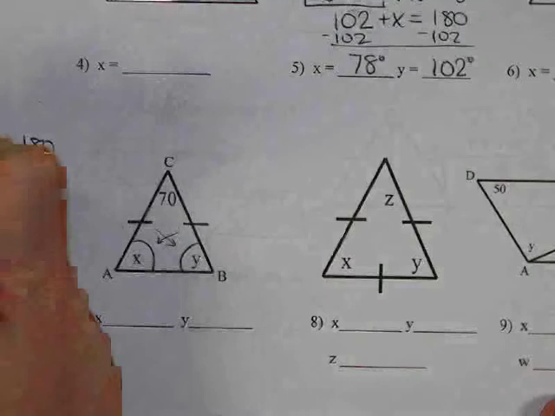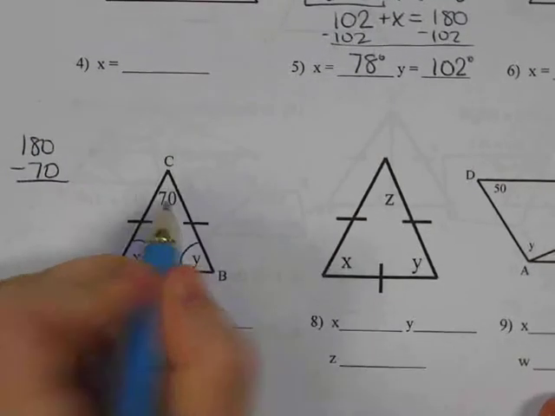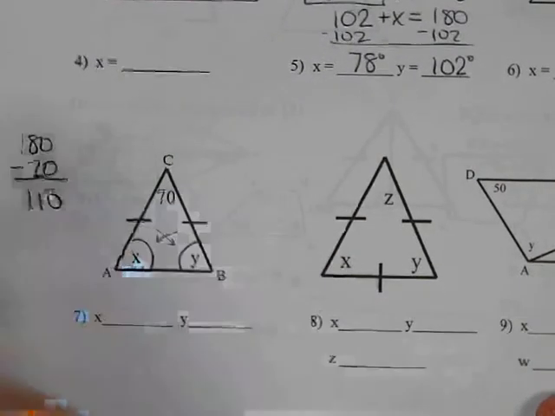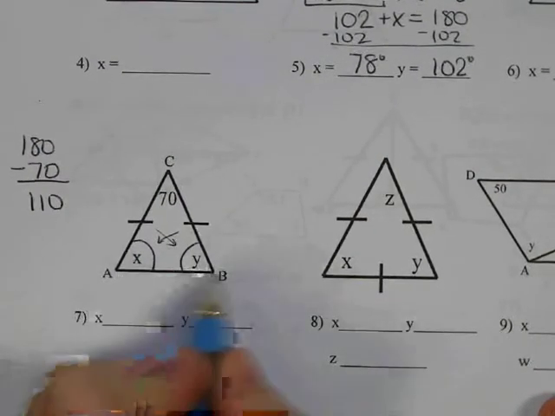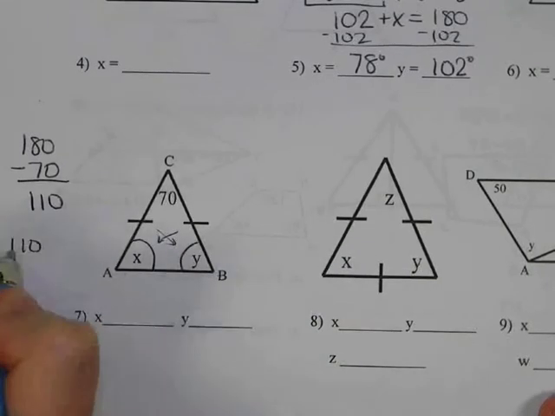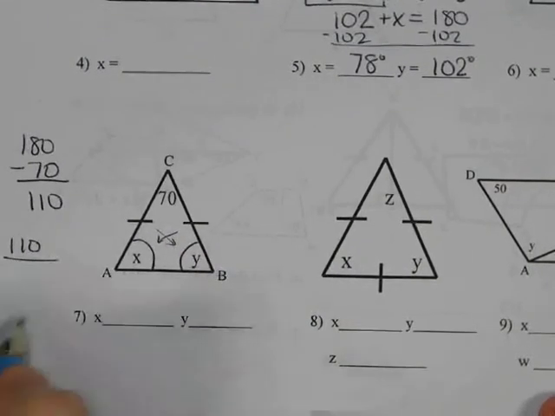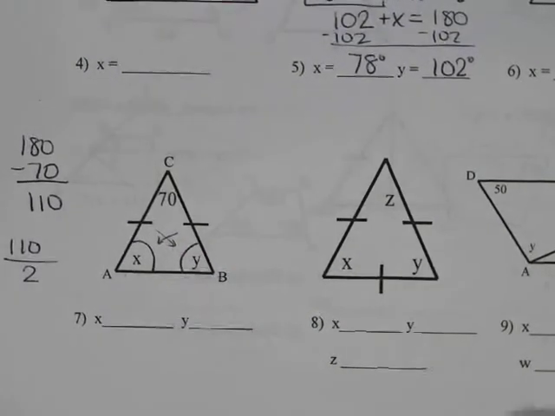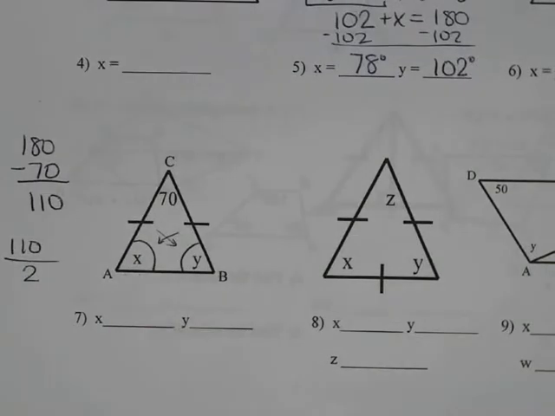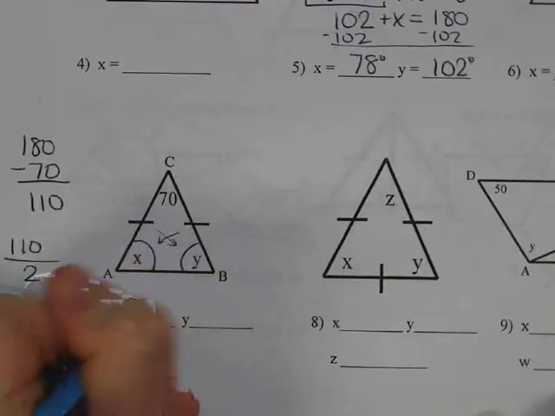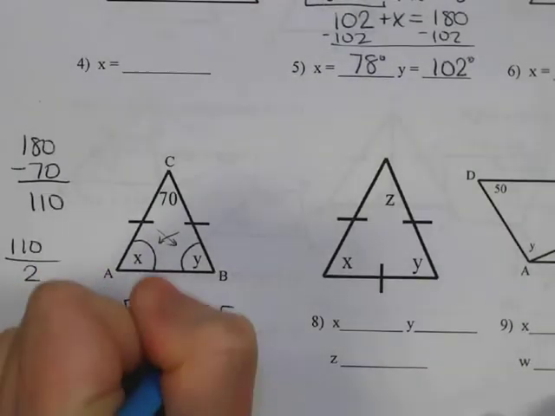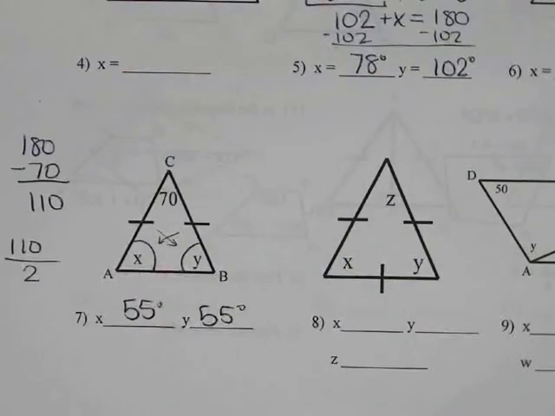All three of them should add up to 180. So if I take 180 and subtract out the angle that we know, that's 70, that leaves me 110 degrees for A and B to share evenly. So if I take 110 and divide that evenly by two angles, that gives me 55 degrees for each angle measure. So x and y are both going to be 55 degrees.